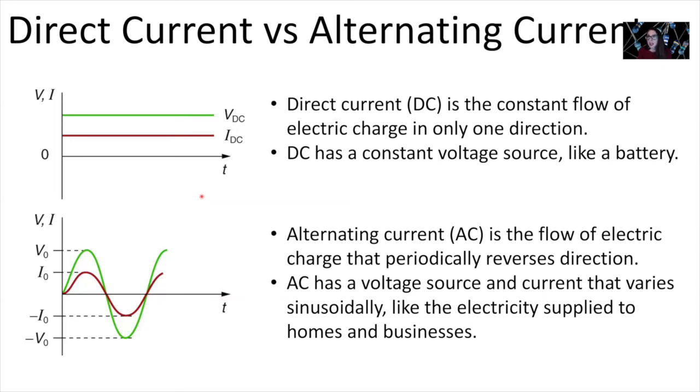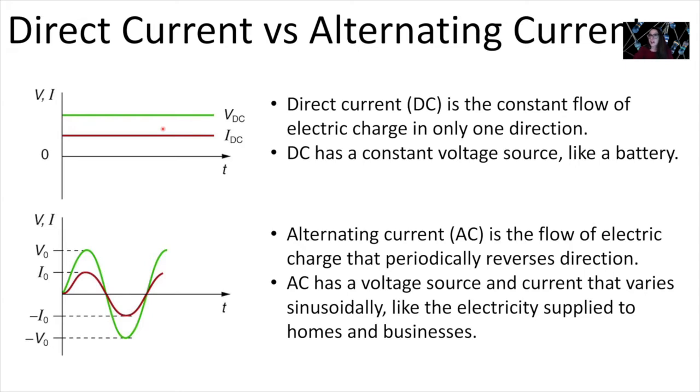Let's talk very briefly about the difference between direct current and alternating current. Direct current is a constant flow of electric charge in one direction only, and we can abbreviate direct current as DC. DC current has a constant voltage source like a battery and a constant current. So here we have a graph that shows the potential or voltage in DC current and the current in the DC circuit as a function of time, and you see that they remain fixed over time.